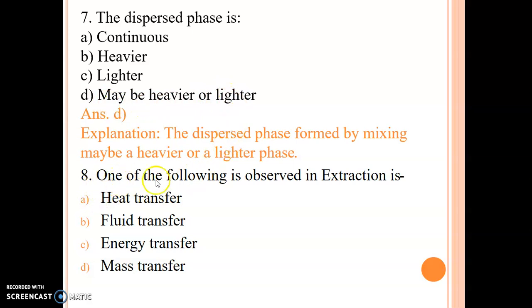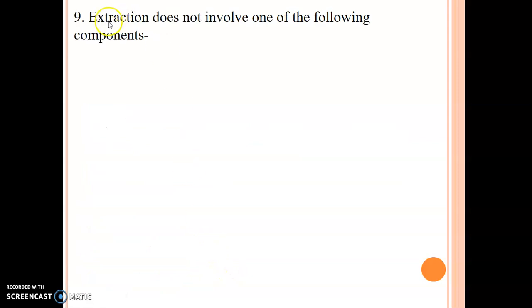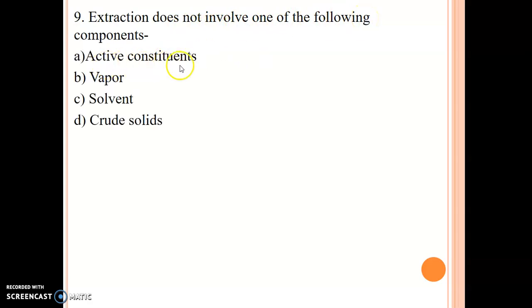Next question is: which one of the following is observed in extraction? Options are heat transfer, fluid transfer, energy transfer or mass transfer, and right answer is option D, that is mass transfer. Next question is: extraction does not involve one of the following components. Options are active constituent, vapor, solvent or crude solids. And correct answer is option B, that is vapor.